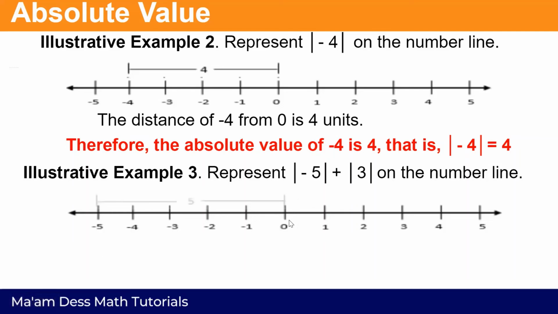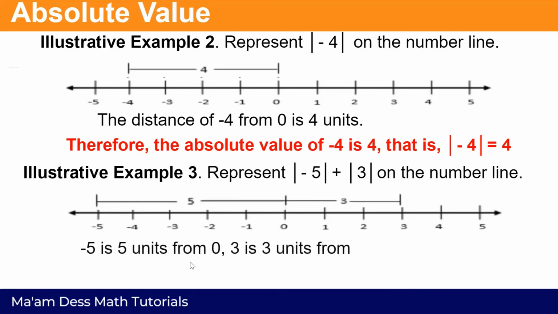From 0 again to -5, look at the distance. We have 5 units: 1, 2, 3, 4, 5. And the other one, from 0 again to +3: 1, 2, 3. So 3 units. If you combine, we have a distance of +8. Again, the absolute value of -5 is 5 and the absolute value of +3 is 3. Thus, the absolute value of -5 plus the absolute value of +3 is equal to 8.